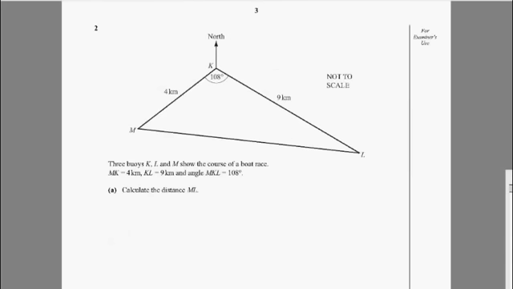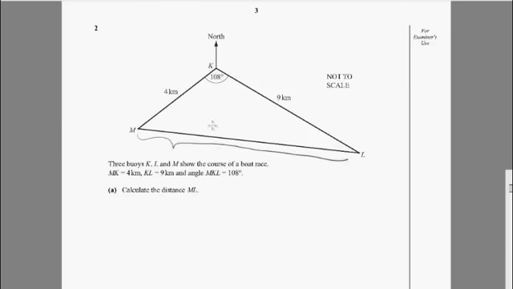Question number 2. 3 boys, K, L, and M, set the course of a boat race. So these are things that they put in the water. MK is equal to 4 kilometers. KL is equal to 9 kilometers, and angle MKL is 108 degrees. Calculate distance ML. So what they want you to do is find this distance right here.